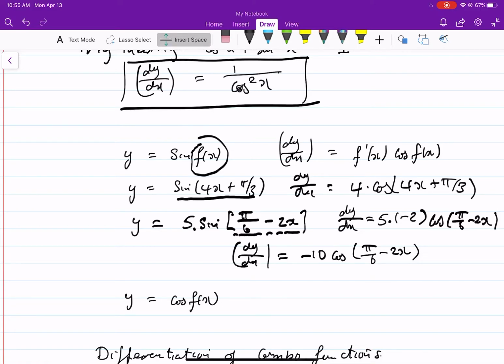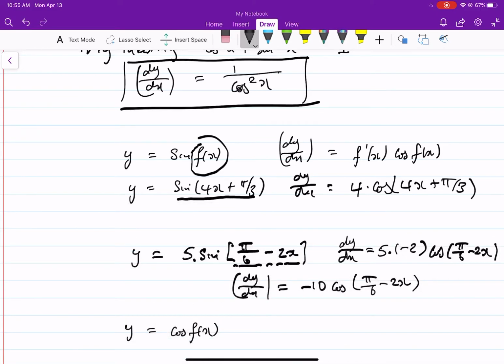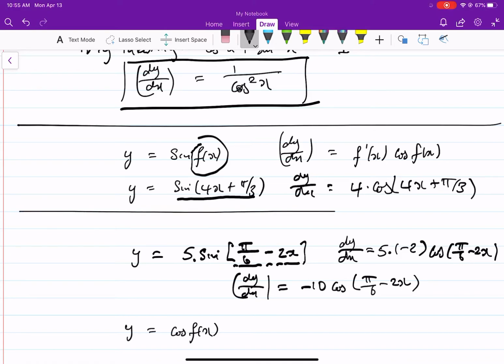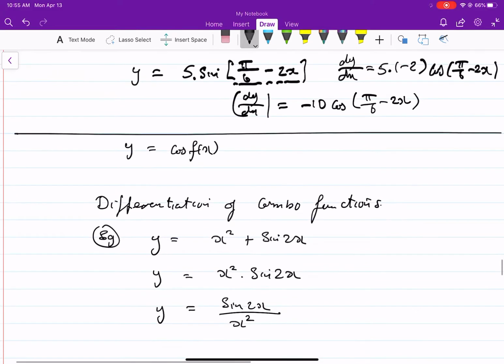Let me space them out a bit. Okay. Let's try one with the cos of f of x. What's the rule for differentiating cos of a function of x?